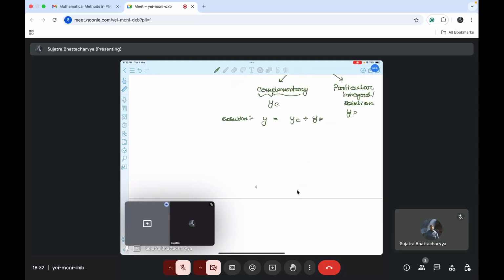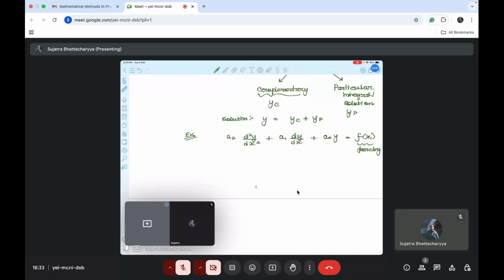Okay, let's take an example of an inhomogeneous differential equation: a2 d2y by dx2 plus a1 dy by dx plus a naught y is equal to f of x. This f of x is some kind of a forcing function.